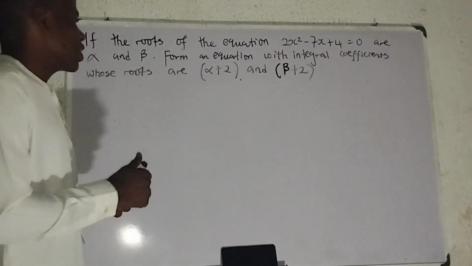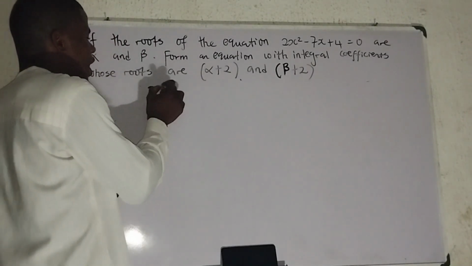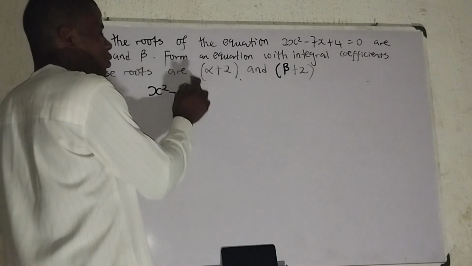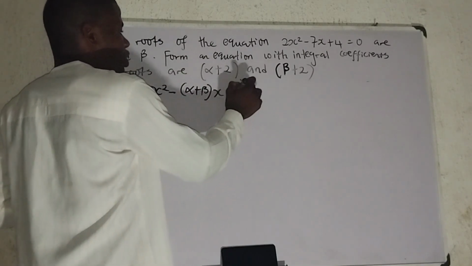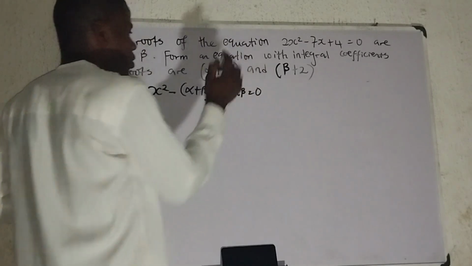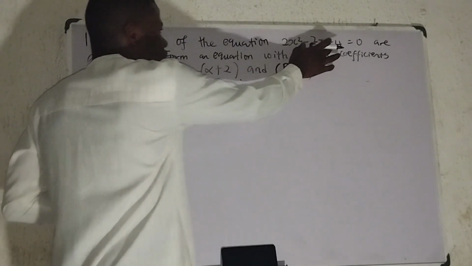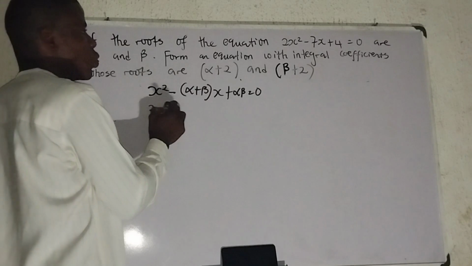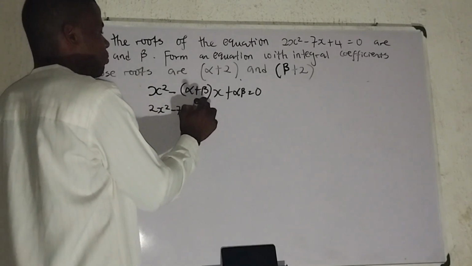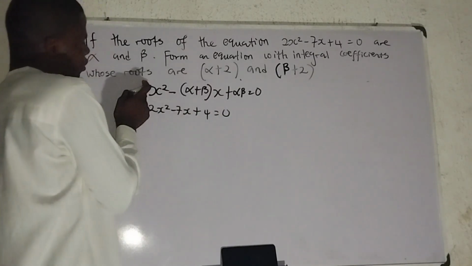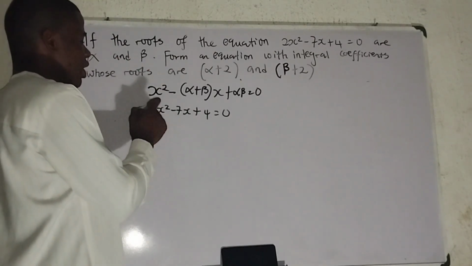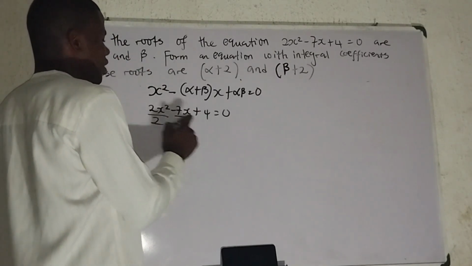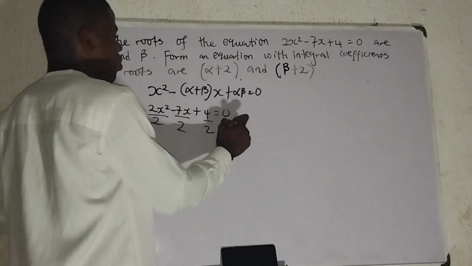We know that a quadratic equation is of the form x squared minus (sum of roots, that's alpha plus beta) x plus alpha beta, equals 0. But the quadratic equation they gave us is 2x squared minus 7x plus 4 equals 0. Now, the coefficient of x squared here is 2, but we need it to be 1. How do we make it 1? We have to divide everything by the coefficient of x squared, which is 2.